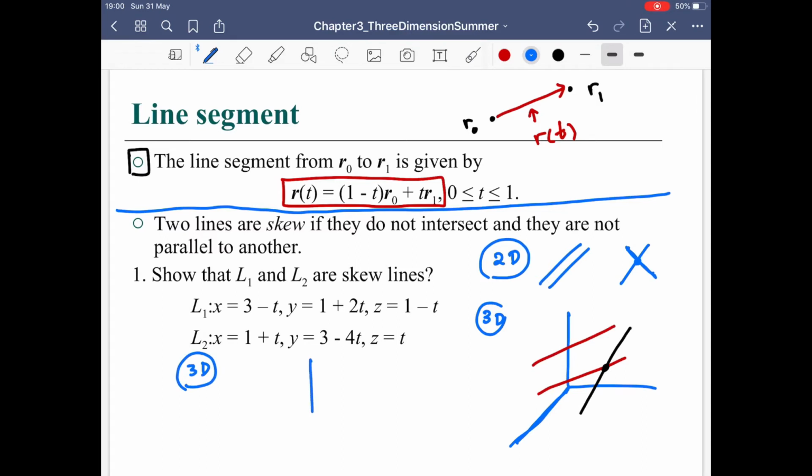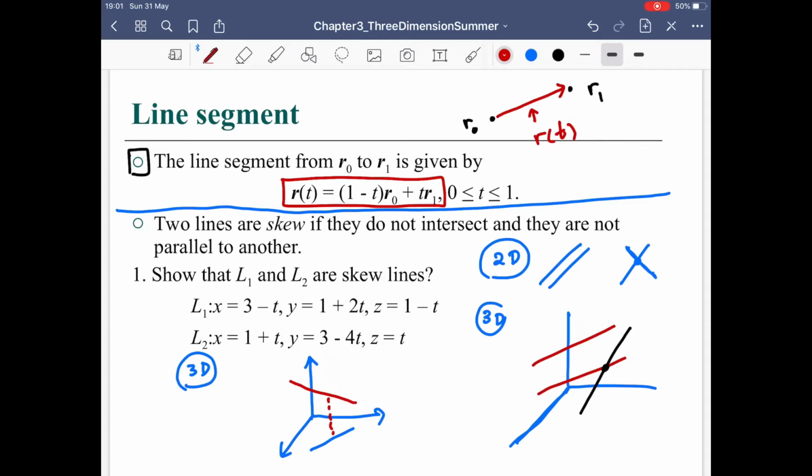Think of it this way: for example, one of the lines is on the floor just like this, and the second line is on the ceiling of your room. Of course they are not parallel to each other. They actually want to intersect each other, but they are on a different level, or on a different plane.